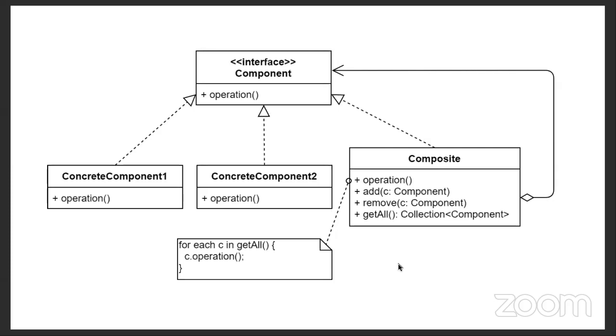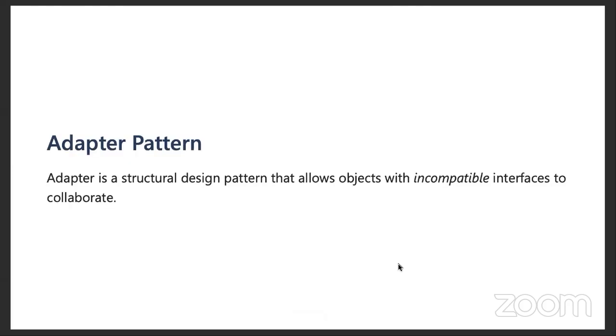So the next design pattern that I want to talk about is the adapter pattern. This one is a structural design pattern that allows objects with incompatible interfaces to collaborate with one another. So let me explain this pattern using an example from the other course that I'm teaching, data structures. And I know a lot of you have taken that course because it was a prerequisite for OOSE.